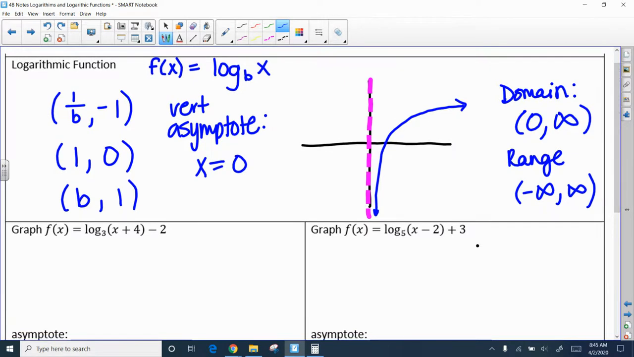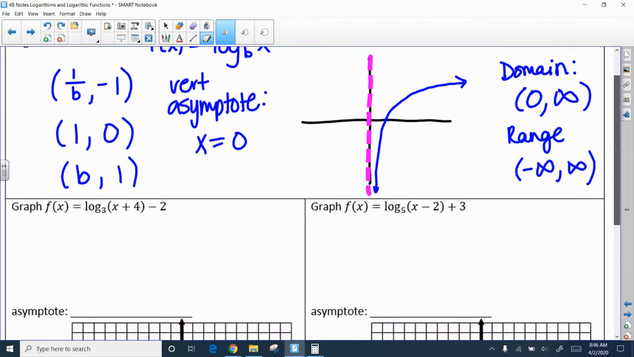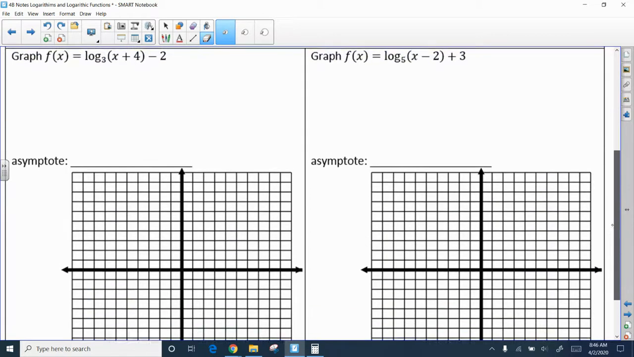All right, so that's our logarithmic function. Now, just like we did with exponential functions, we can graph logarithmic functions using transformations, which is what we're going to do on these examples here.